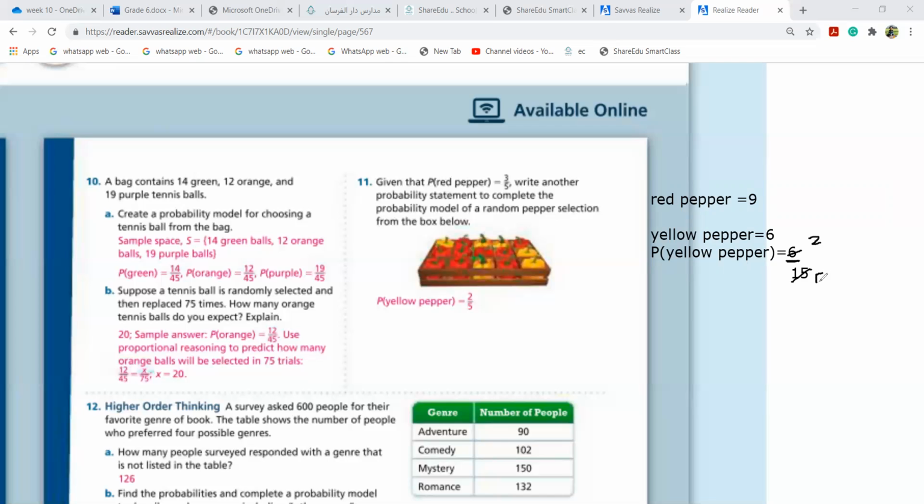If I divide both of them with 3, 3 times 2 and 3 times 5. Am I correct? 3 times 2 and 3 times 5. If I divide 6 with 3, I get 2. If I divide 15 with 3, I get 5. So what is my answer? 2 over 5. What is my answer? 2 over 5. 2 over 5.